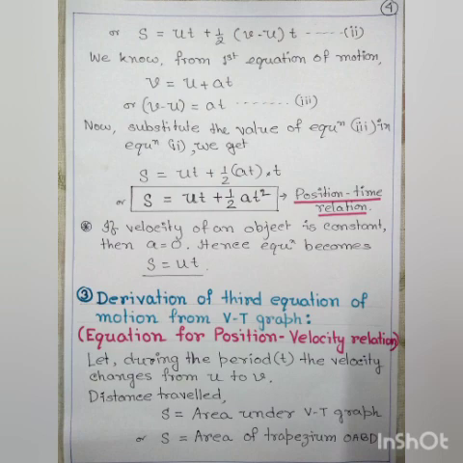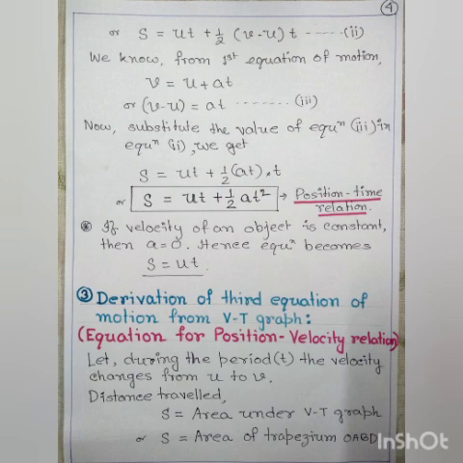Now from the first equation of motion we know V equals U plus AT. Just rearrange them, what we will get? V minus U equals AT. Now we will substitute this value of V minus U in equation 2, and what we will get? S equals UT plus half of AT square. Clear? This relation is also known as, you remember, position time relation.